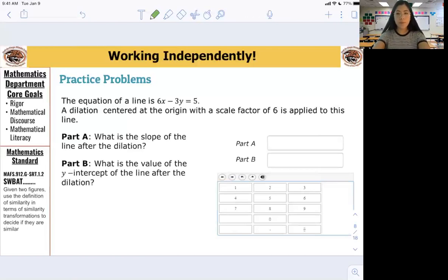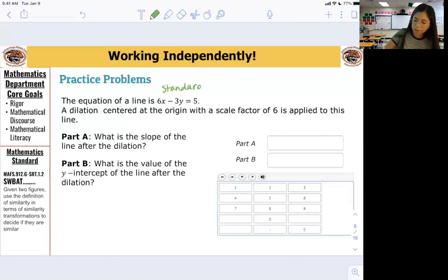So first things first, this is a little bit different because now I'm merging together algebra with geometry, which I know you guys love, right? It's like your favorite part of the day. No. Absolutely not. It always comes back. I have the equation of a line. What form is this written in? Standard. It's in standard form.